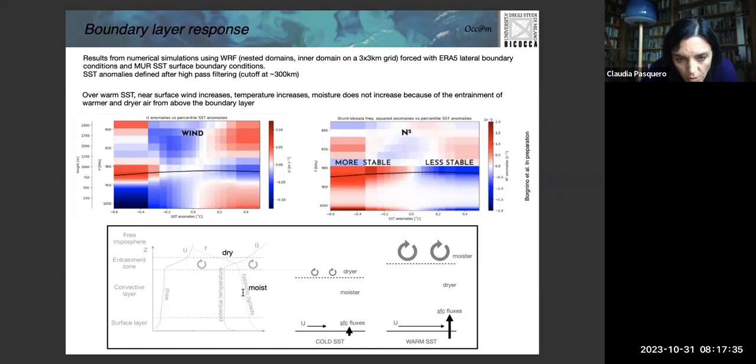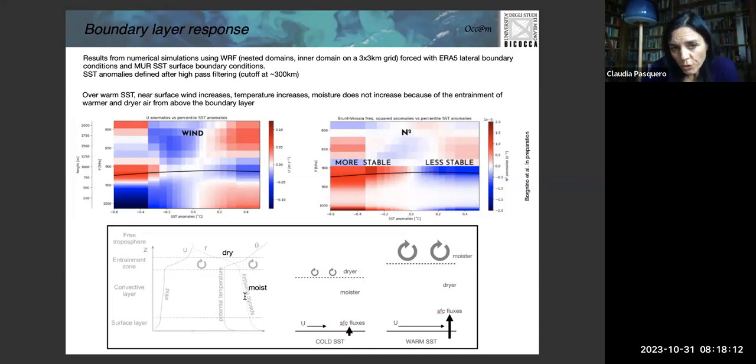And specific humidity is very important, because specific humidity is larger in the boundary layer, clearly in contact with the sea, and it's relatively dry, actually very dry, above. And so whenever we increase the entrainment on warm patches, we are entraining lots of dry air into the boundary layer. And that is the process that is responsible for this negative correlation at small scales between sea surface temperature and specific humidity in the boundary layer.